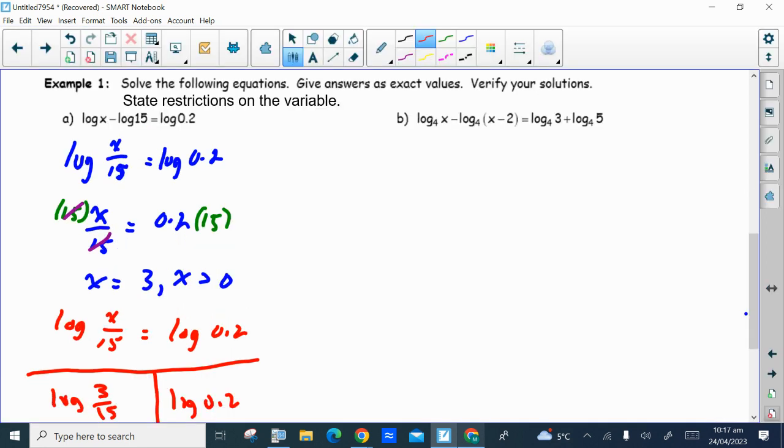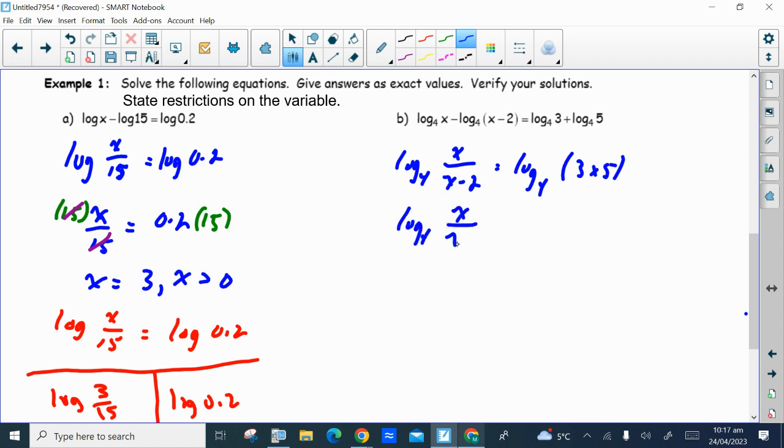Now, the next one. Once again, you've got every term expressed as a logarithm. So we can simplify using the laws of logarithms to get both sides expressed as a single log. In this case, with the same base, the base of 4. So on the left side, because you're subtracting those logs, that's the quotient law. And on the right side, because you're adding those logs, that is the product law. So you're going to have log base 4 of x over x minus 2 equaling on the right log base 4 of 3 times 5, which is 15.